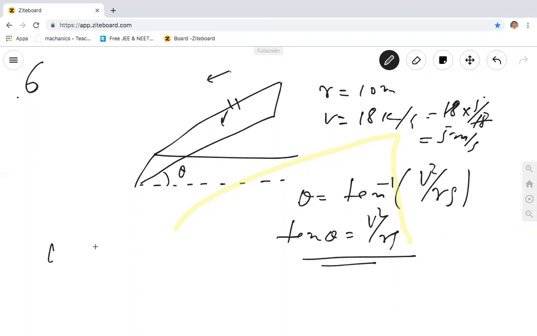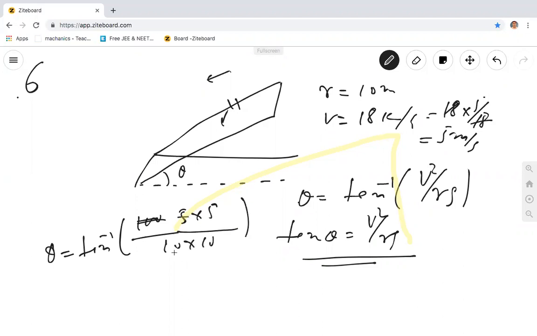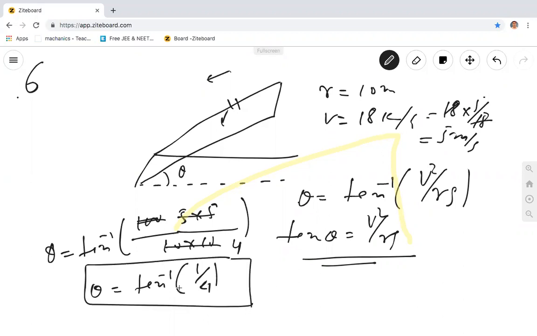Theta is equal to tan inverse, v square is 5 into 5 is 25, r means 10, g means again 10, that is 1 by 4. So theta is equal to tan inverse 1 by 4. Is that good?